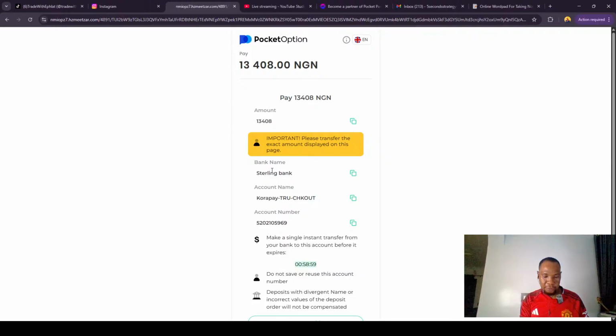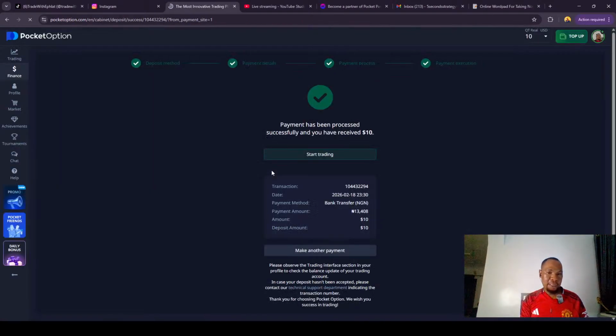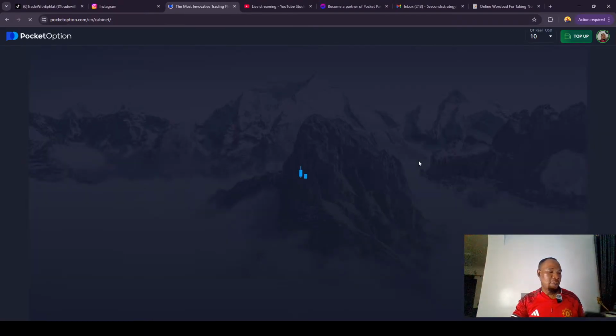Okay, so the recharge is done, and I've received an alert from my bank, and it has reflected on the trading platform, and we can start trading.